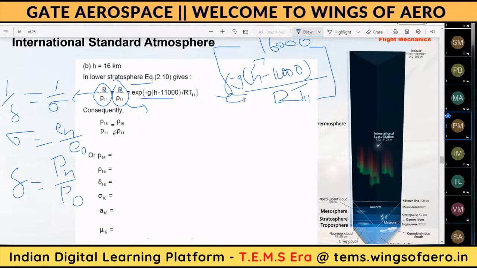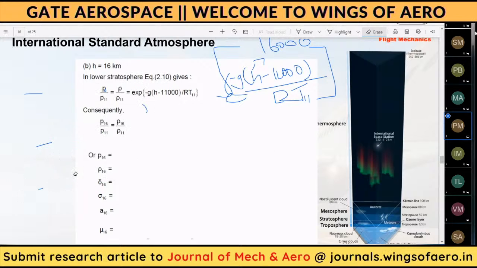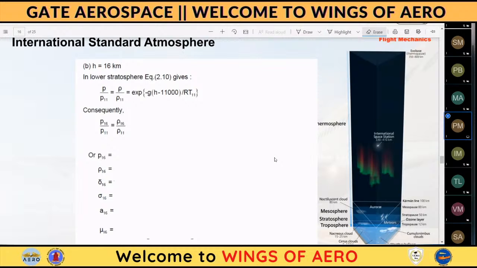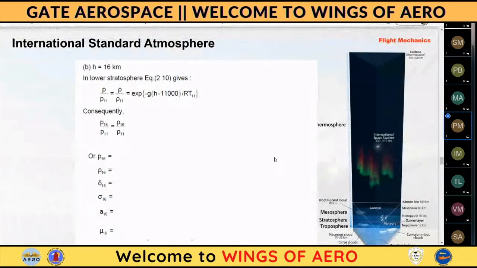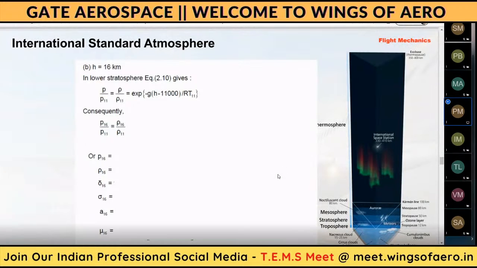So substitute that and calculate the values. You can see the step-by-step procedure, right? Substitute that and type the answer in the chat for the pressure ratio and density ratio. 0.4543.